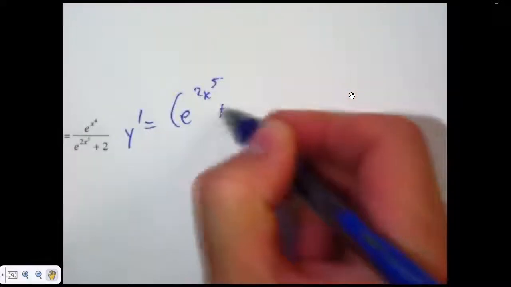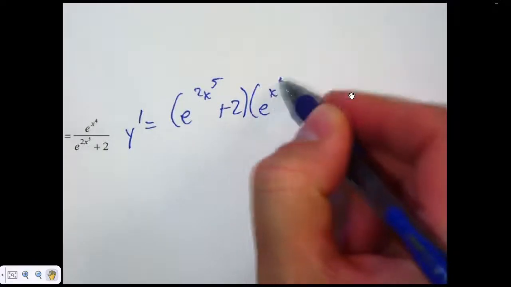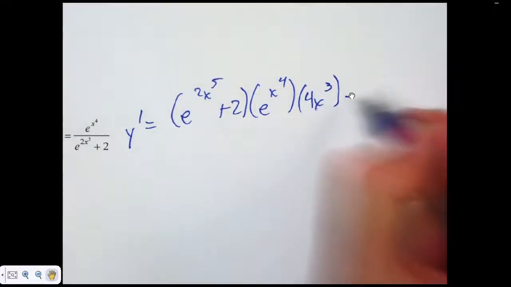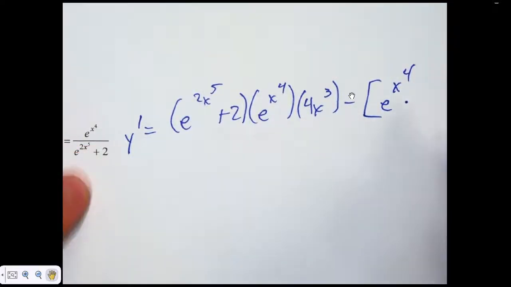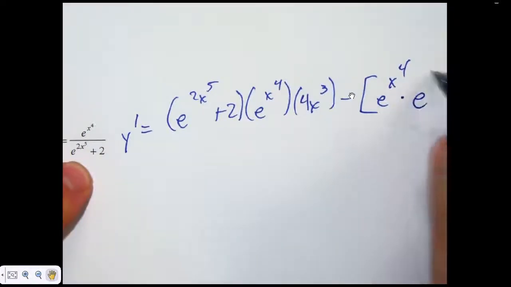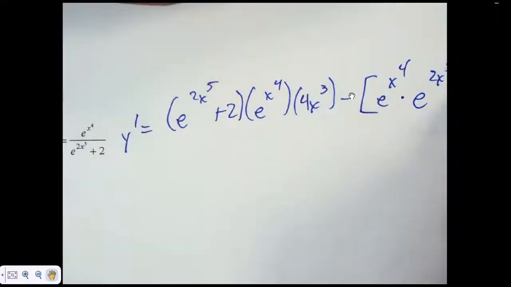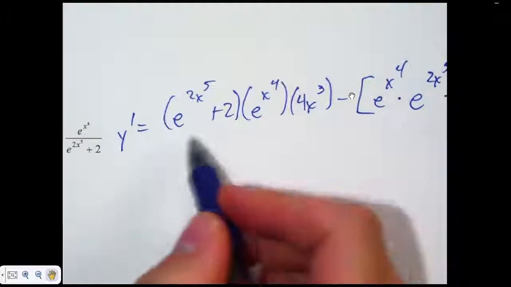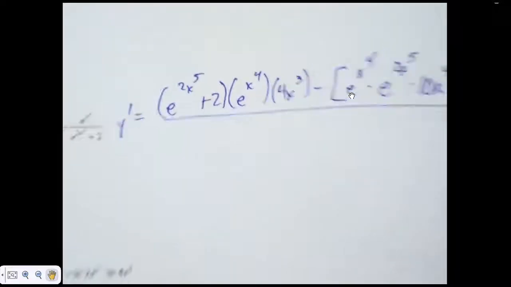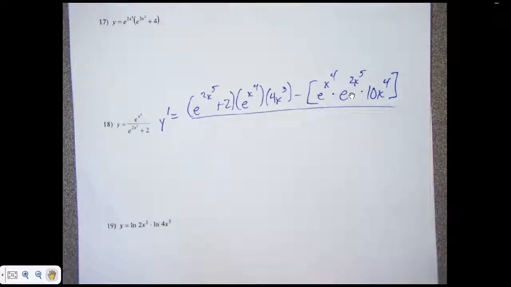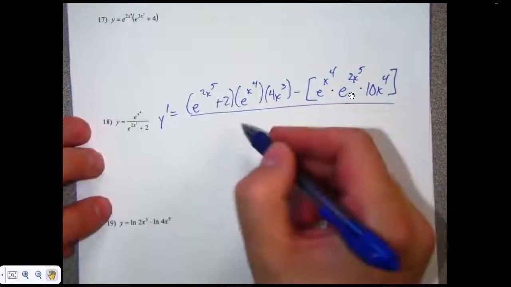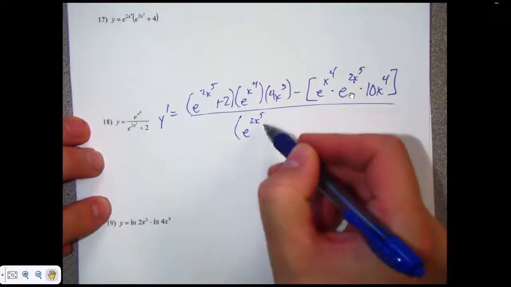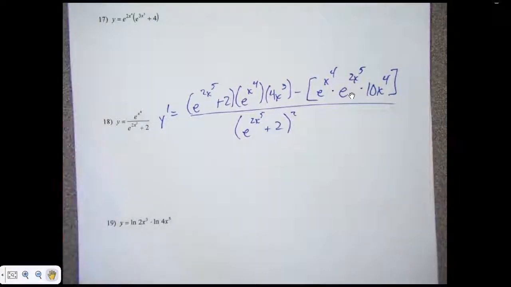Bottom times the derivative of the top. So e to the x to the fourth, 4x to the third. Minus the top times the derivative of the bottom. So the derivative of the bottom is what? E to the 2x to the 5 times 10x to the fourth, right? All over the bottom squared. So we get that.